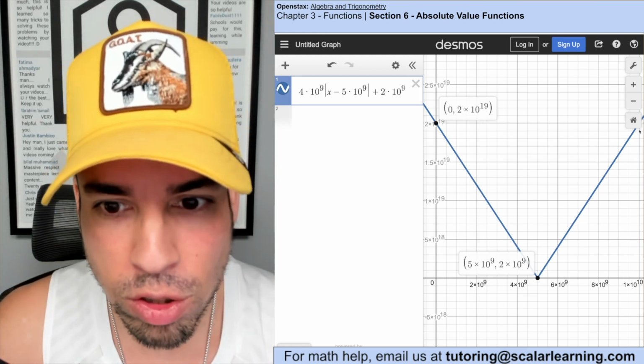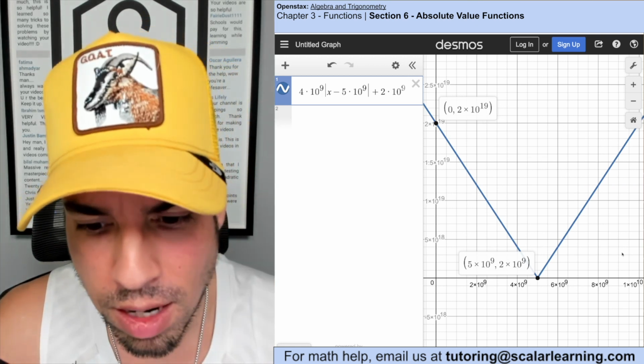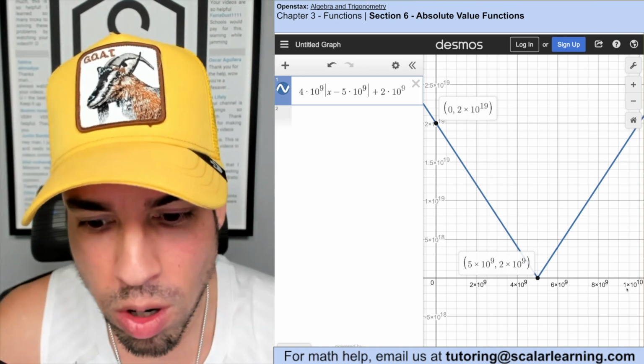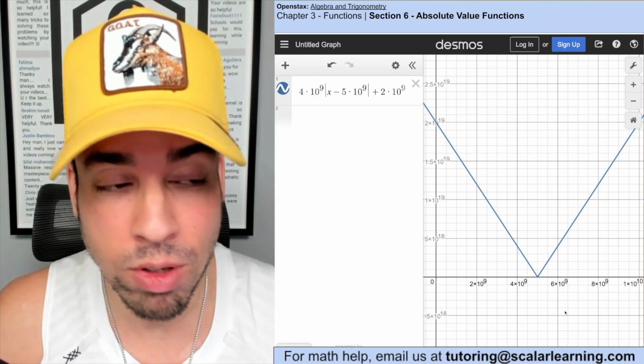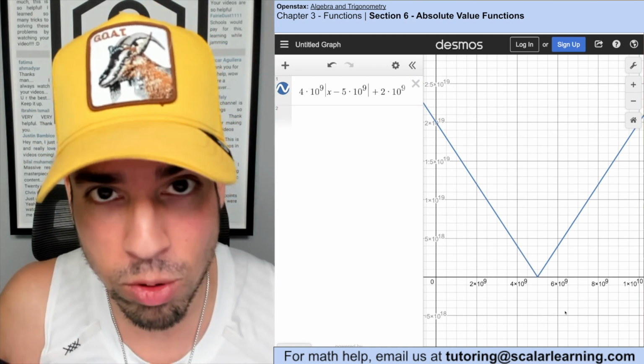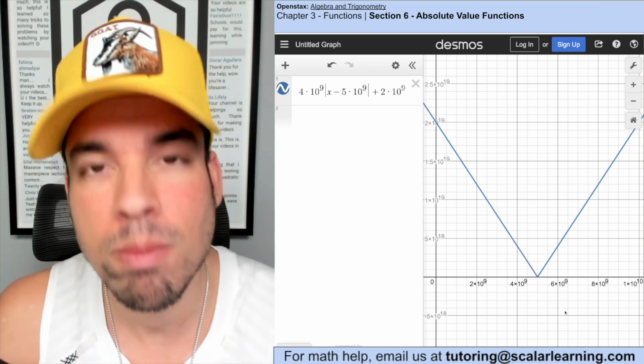And then we also got the right side of the function going up to 1 times 10 to the 10th. So this is a pretty sufficient viewing window. You get a nice view, and you have to really zoom out because these numbers are so big, but that's how you do it. Boom, done.